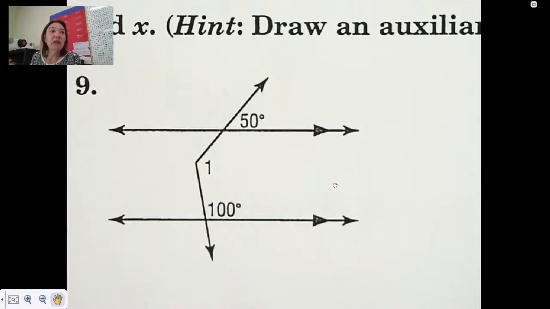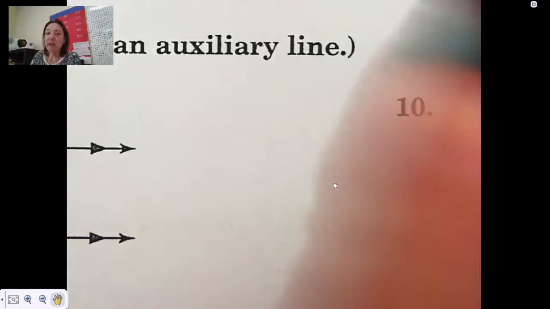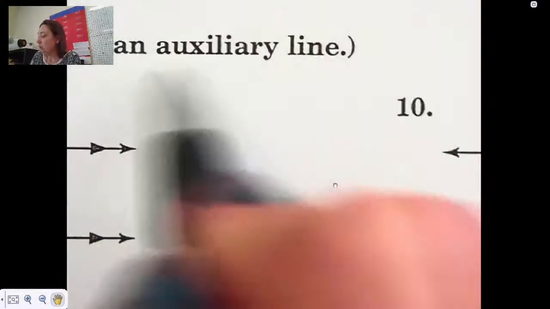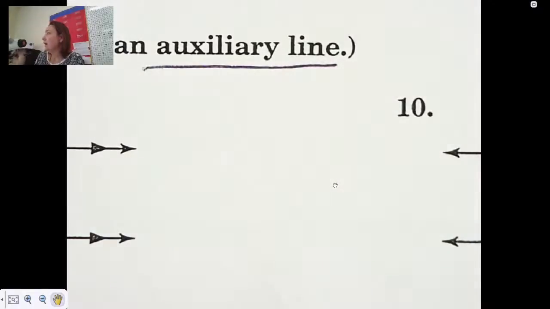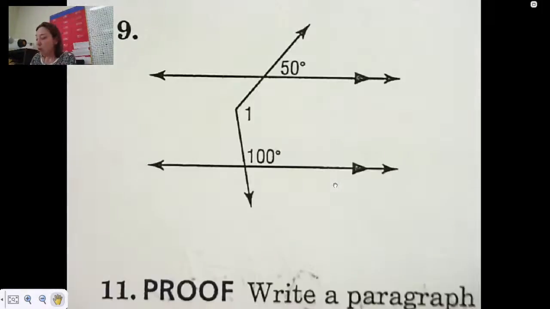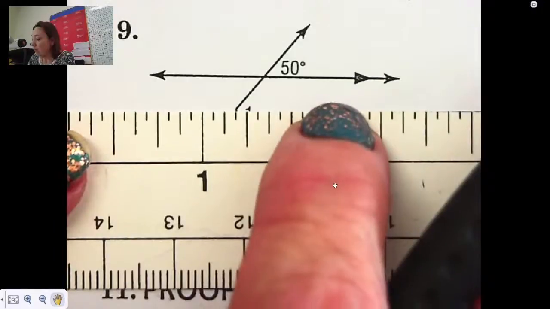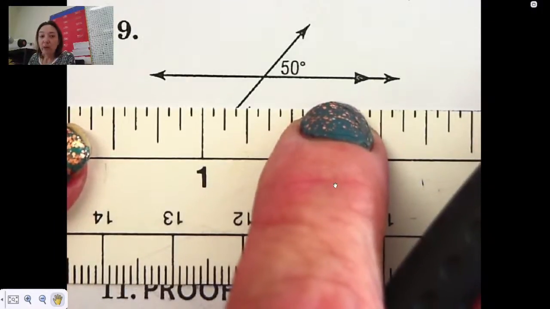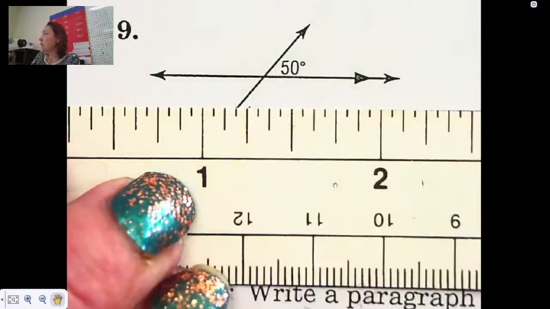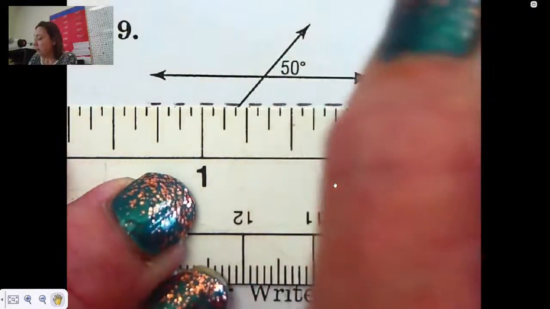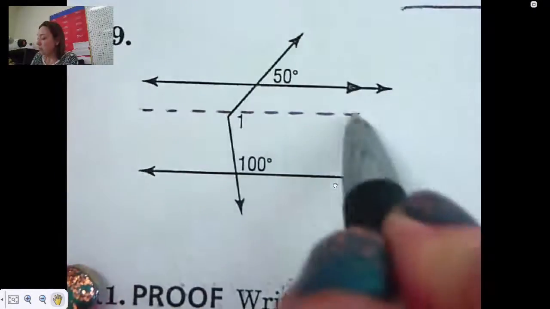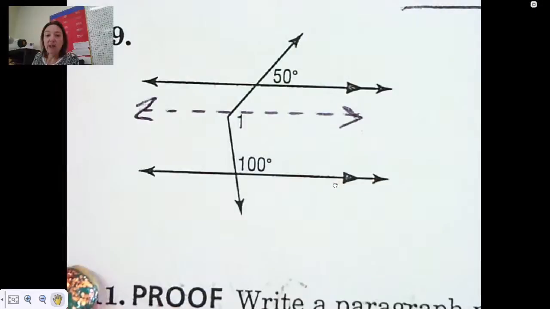So, an auxiliary line is a line that you draw that is not part of the diagram, but will help you solve the problem. That's what an auxiliary line is. So we are going to draw an auxiliary line right through this angle that's parallel with those other 2 lines. You normally do these dotted, but if you want to do it solid, I don't care. Doesn't matter to me.